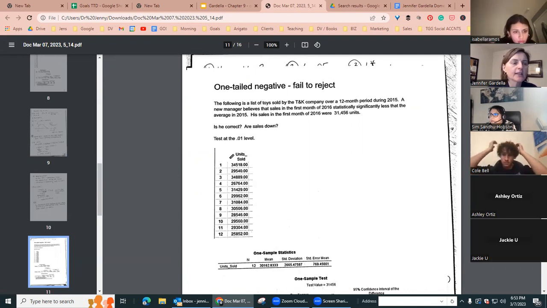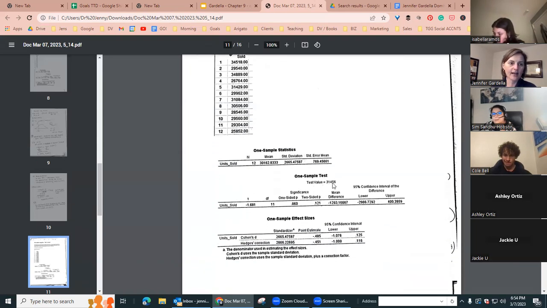The following is a list of toys sold by the TNK company over a 12-month period. I picked this example on purpose because you have to kind of switch your thinking. A new manager believes that the sales in the first month of 2016 were statistically significantly less than the average in 2015. His sales in the first month of 2016 were 31,456. Now, what you are technically comparing is his first month of 2016 with all of 2015. But we are going to run this as a one-sample t-test. So this, in a sense, acts as our population parameter. This is our mu. This is our test value right there.